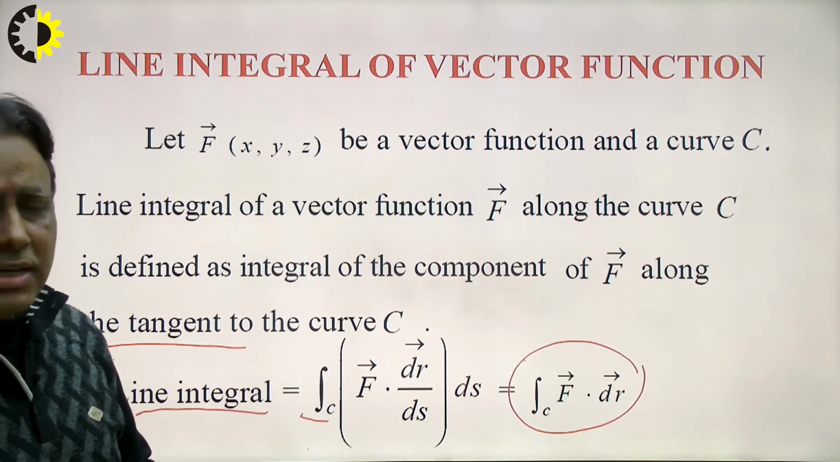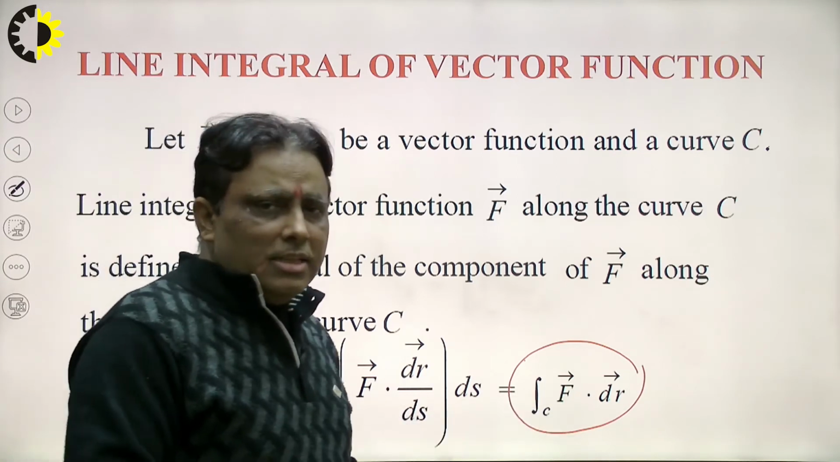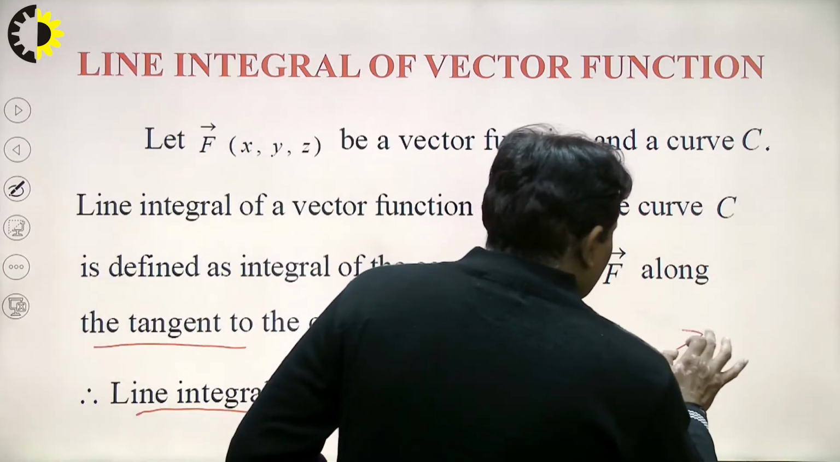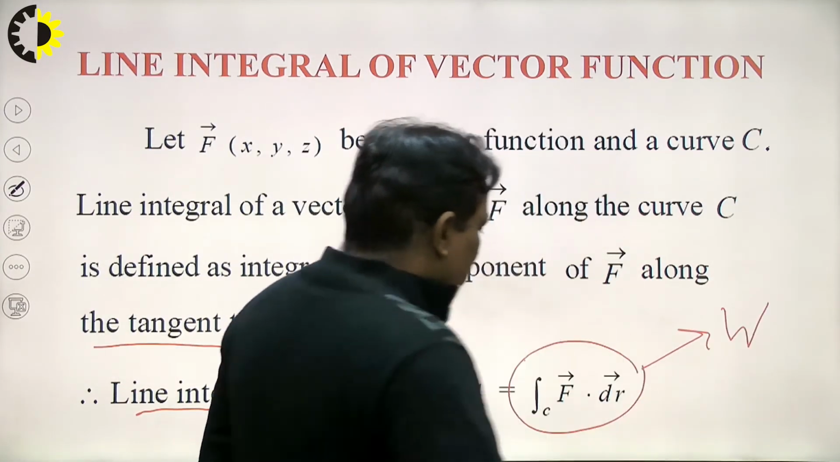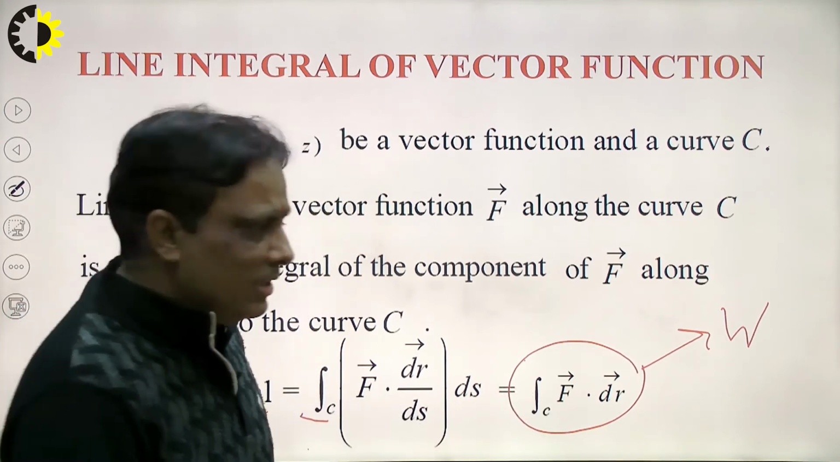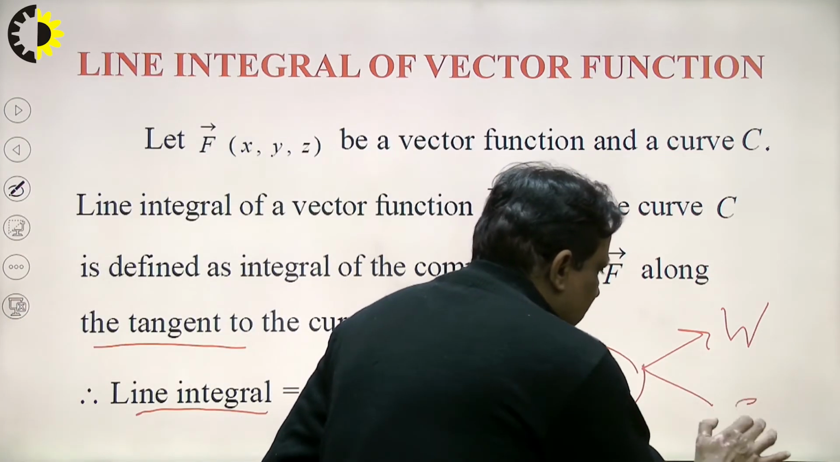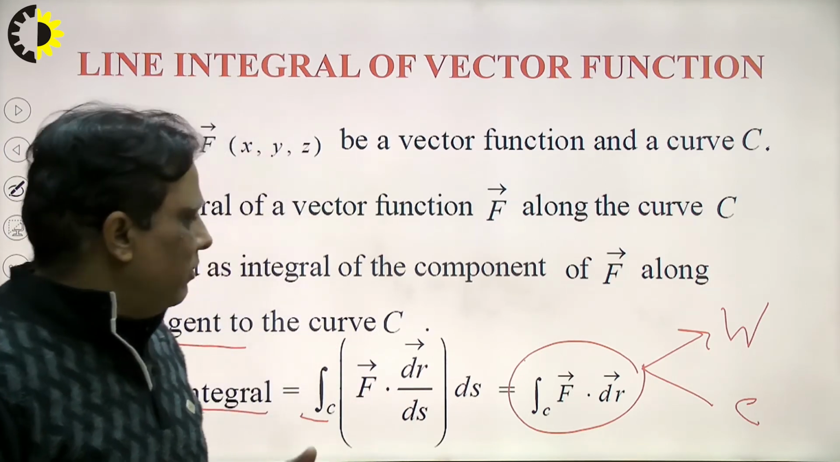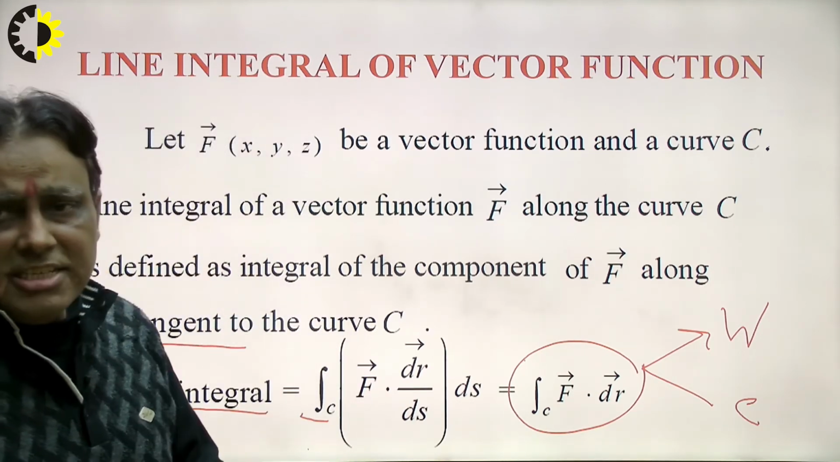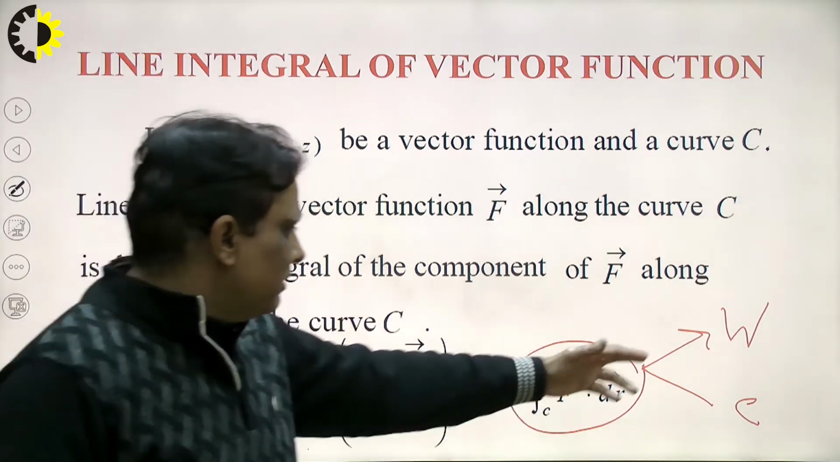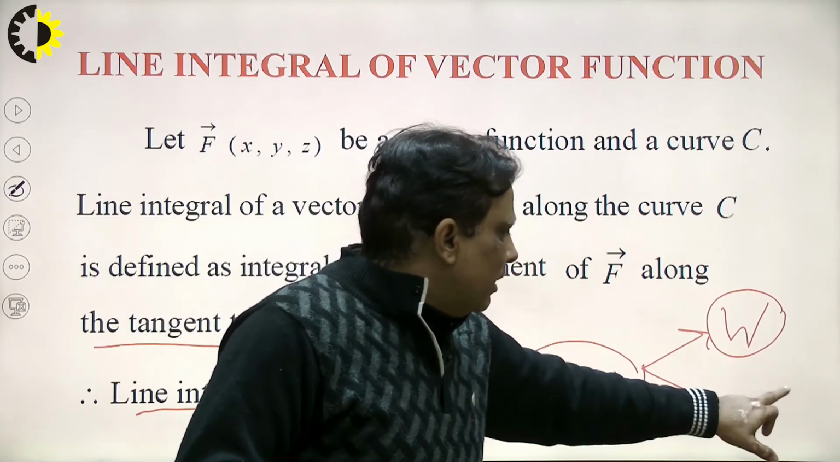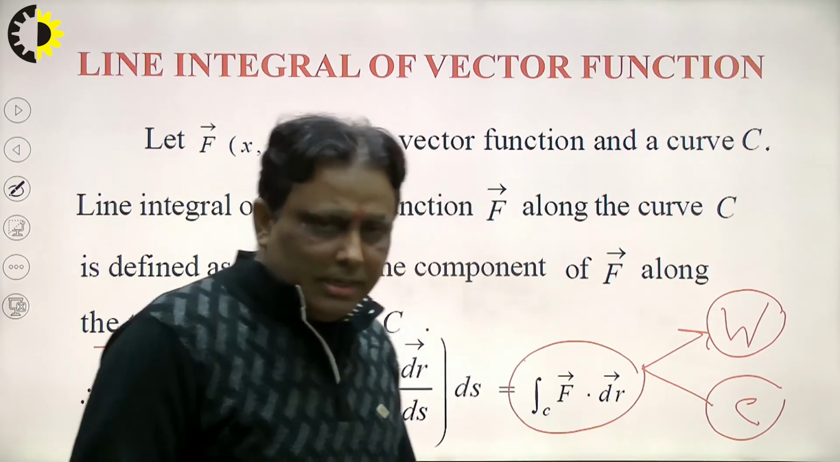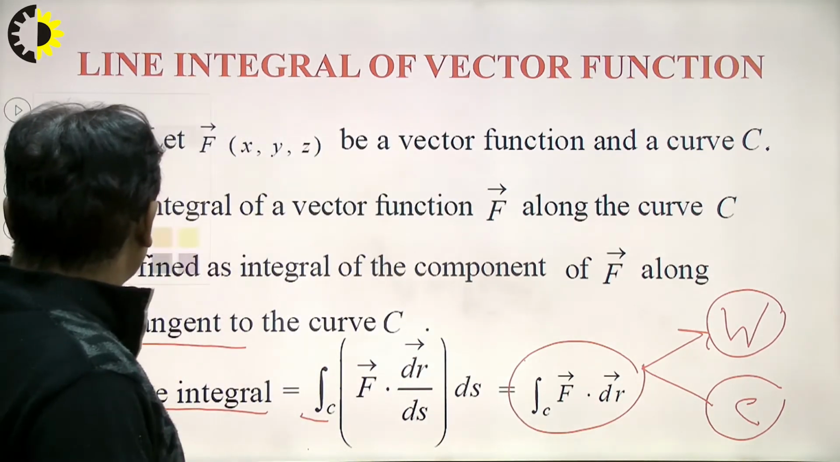So there are two parts. If this is an open interval, this is denoted by the work done, W. If this is a closed path, then that will be the circulation. So students, keep in mind both ways: with the help of the line integral of f dot dr, we can calculate the work done and we can calculate the circulation, right? In this way we can find each and every term.